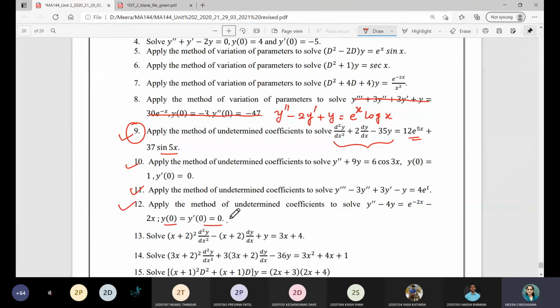Initial conditions are also given. So here the computations will be more in number because initial conditions are given, so we have to find out the corresponding constant values as well, right? So find out the constant values and the answer. You try to solve it. I am giving you 5 to 7 minutes. If you are not able to solve it, I will solve it for you.